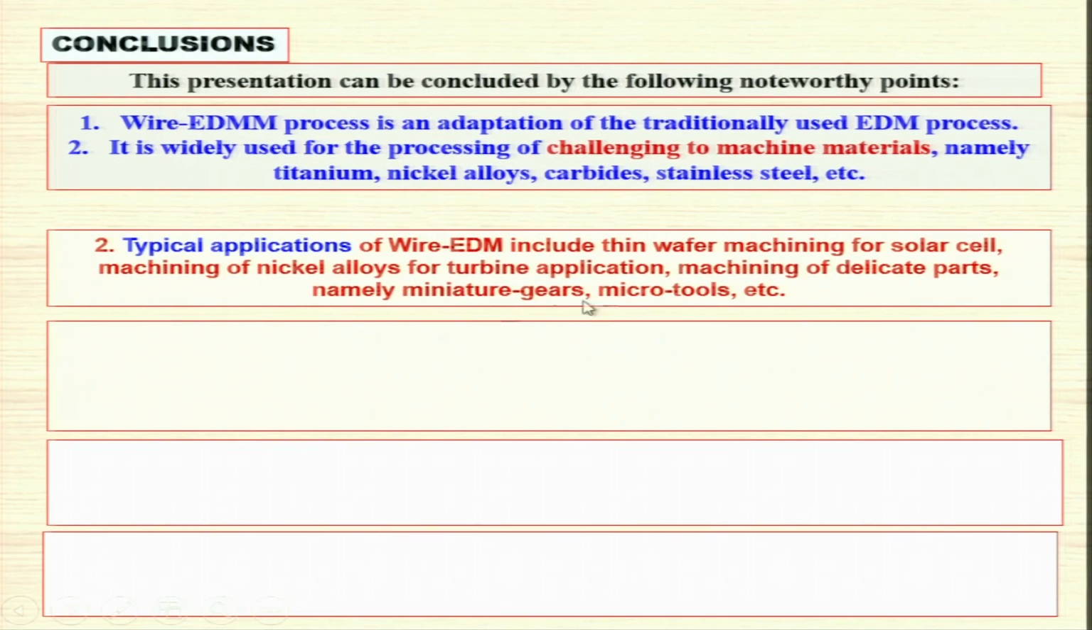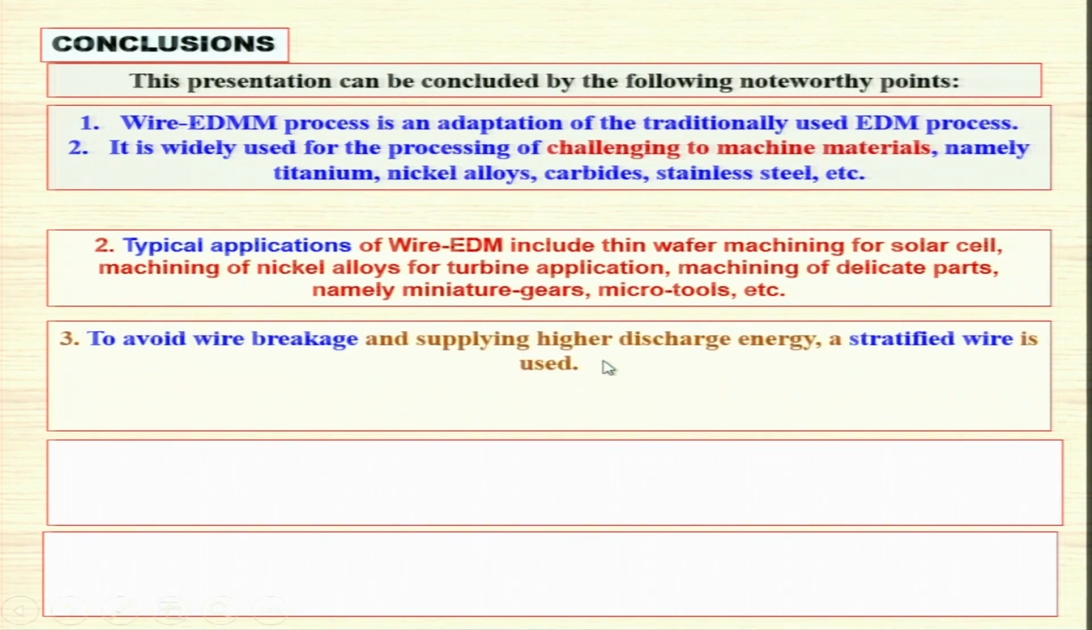Typical applications of wire EDM and EDM include thin wafer machining for solar cells, machining of nickel alloy for turbine applications, machining of delicate parts, namely miniature gears, we have already seen miniature gears, micro tools, etc.